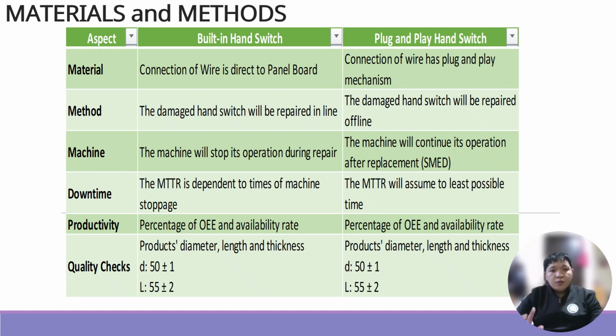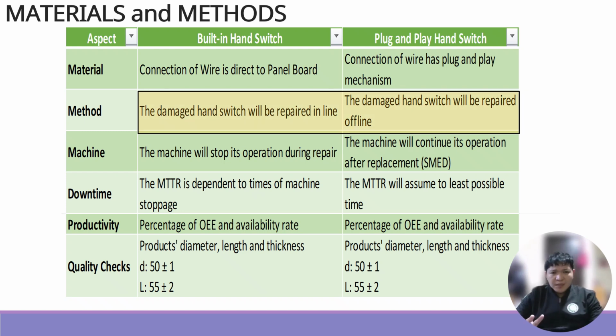At first is the method. On the built-in hand switch, the damaged hand switch will be repaired in line, which causes downtime, and the plug-and-play hand switch will be repaired offline. Basically, after the replacement of the damaged or broken part, it will be immediately replaced, and the production will immediately resume also. Next is the machine. The machine will stop its operation during the repair for the built-in hand switch, while for the plug-and-play, as mentioned, the machine will continue its operation after the replacement.